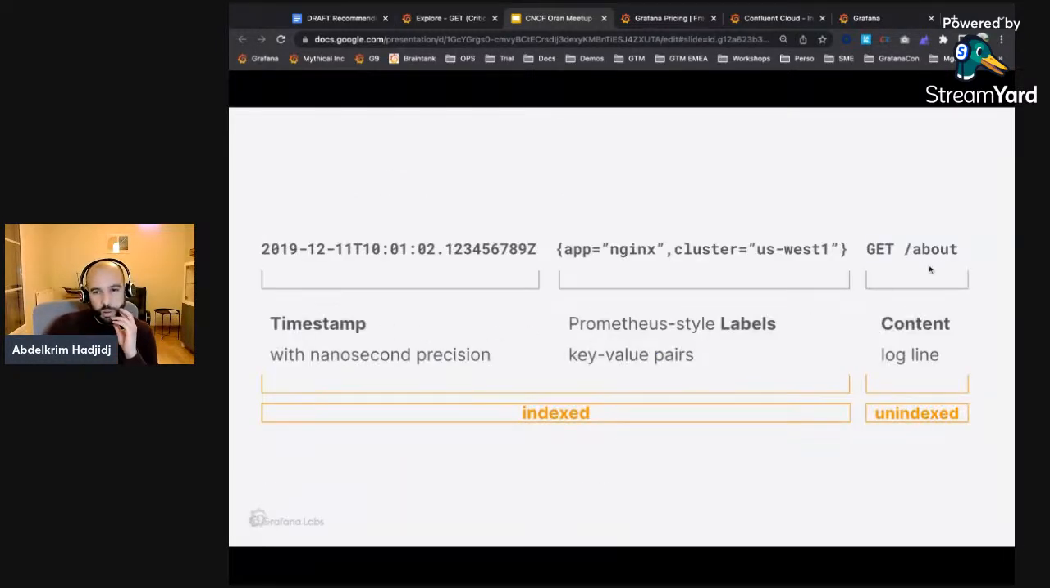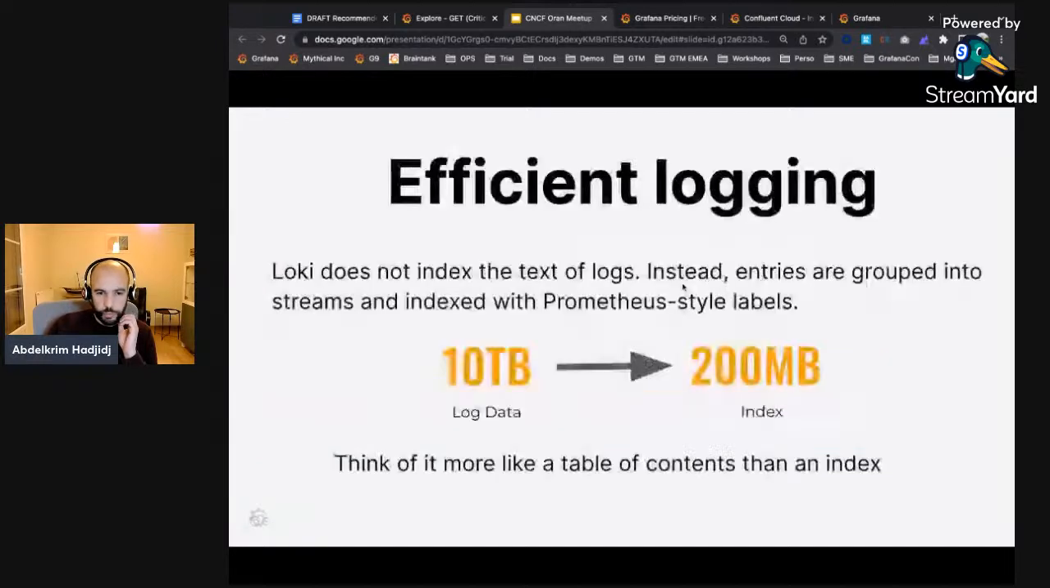So if you have logs, you have the content, and you have a set of labels, exactly like Prometheus, like which application is this, which cluster is this, and we index only this part, but not the rest of the logs. It means that if you have 10 terabytes of data per day that you are storing, the index is not 10 or 20 terabytes, it's only 200 megabytes.